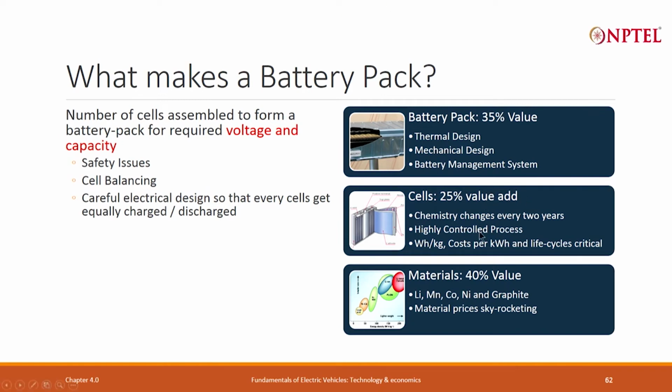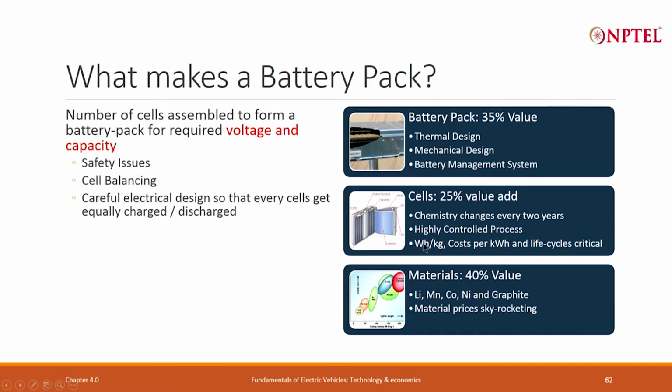What about the cell in itself? I talked about cells earlier. I am not going to talk too much about cells, but cells depend on the chemistry, and whether it is a pouch cell or cylindrical cell or prismatic cell. It is a highly controlled process making the cells, and if you remember, watt hour per kg, cost per kilowatt hour, and life cycles are critical parameters.